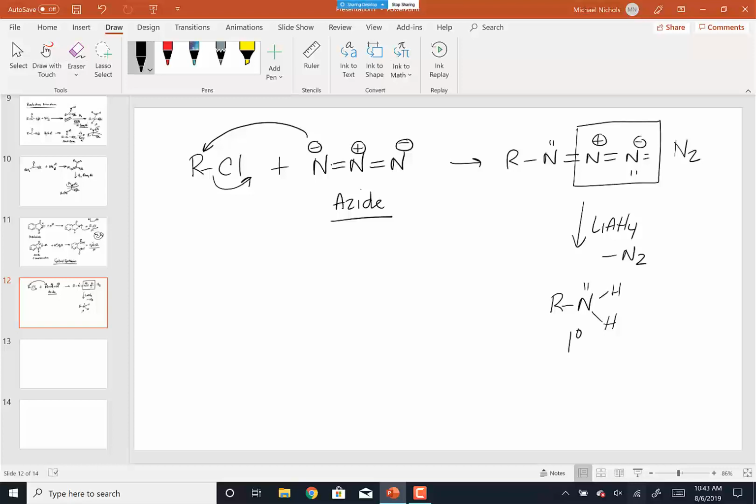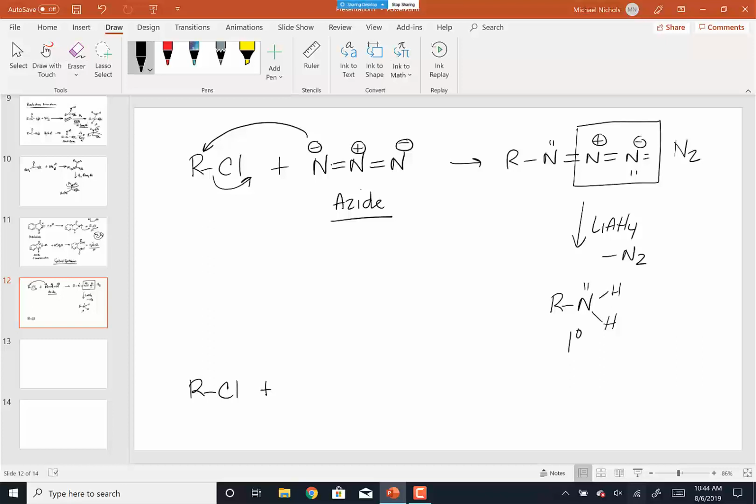So azides can be used to make primary amines as well. So azides, Gabriel synthesis, ammonia, and doing reductive amination. So we can make all those molecules. So right now we're at synthesis of amines. So these are all the methods we can use. The last one.